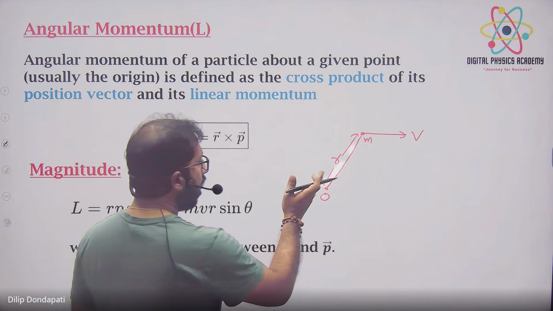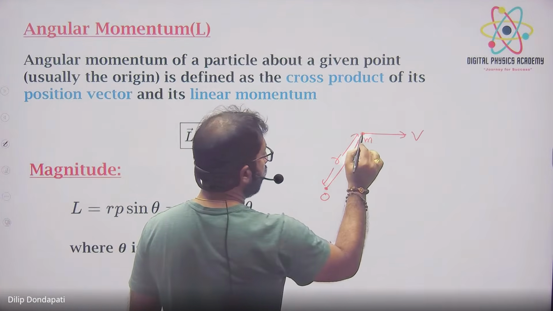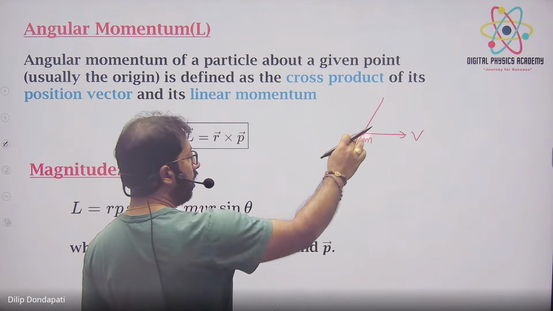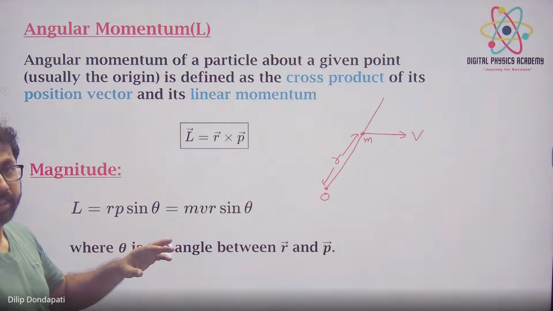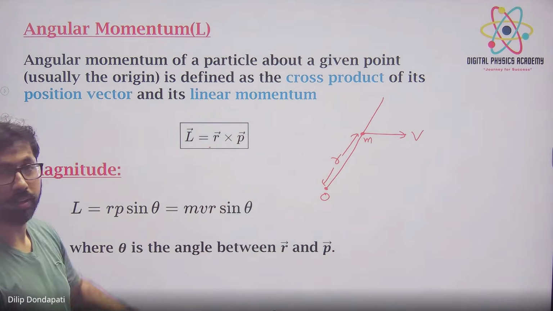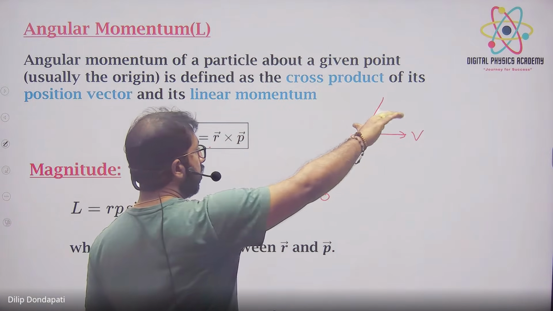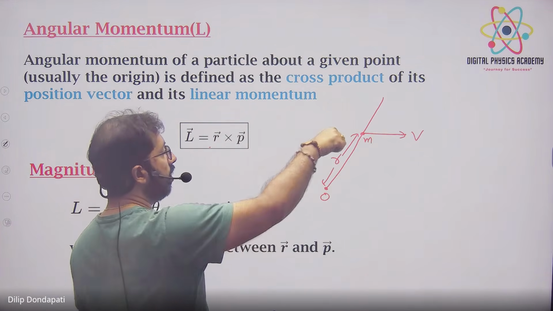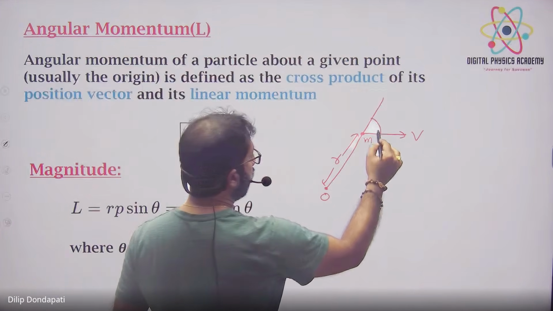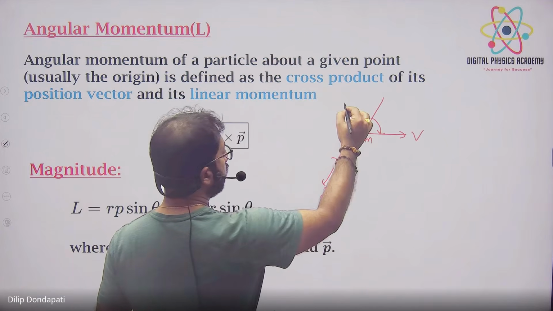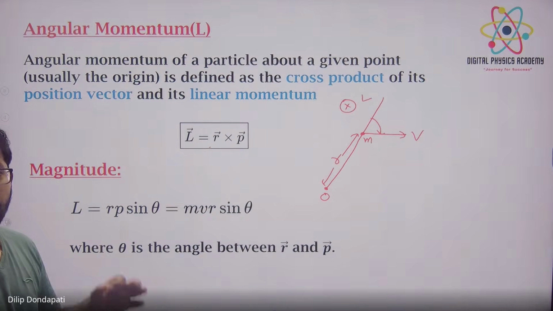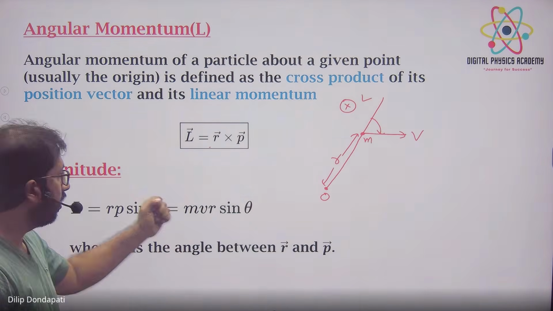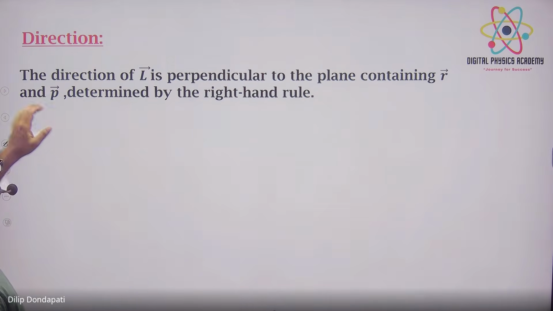Now we will extend r like this. r is only from here to here. What will the direction be? Curl from r to p. The thumb indicates the direction of the angular momentum. This is r cross p. The thumb indicates it is inverse, right? Angular momentum direction is inverse. So the formula is mvr sin theta, and its direction is always perpendicular to r and p.